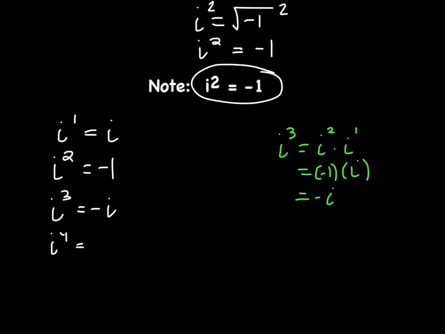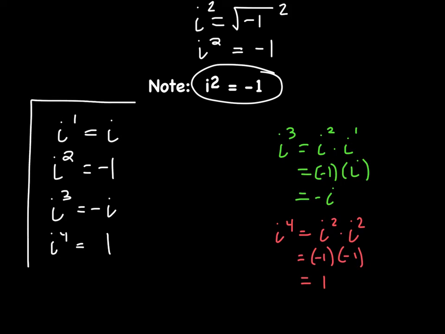If we look at i to the fourth, I'll do that down here. So i to the fourth, we can use i to the first times i to the third. I'm actually going to use i squared times i squared because, again, when you're multiplying two terms with the same base, we add the exponents. Since i squared is equal to negative 1, negative 1 times negative 1 is really just positive 1. So i to the fourth is equal to positive 1.